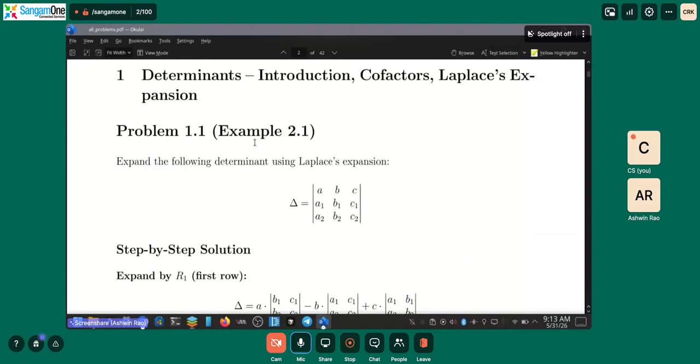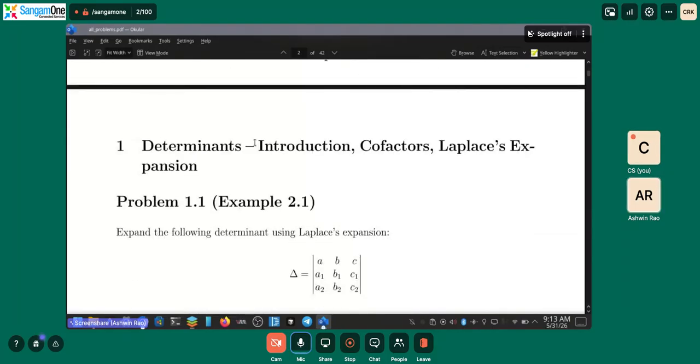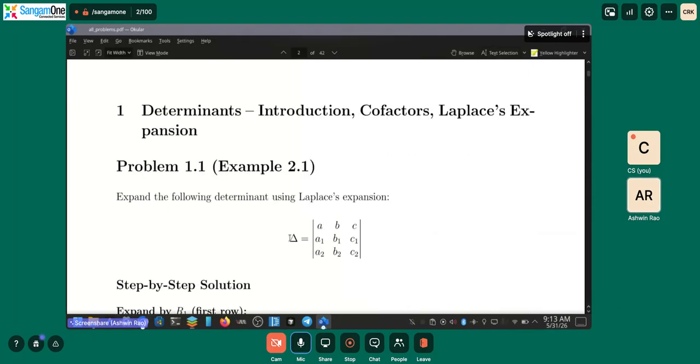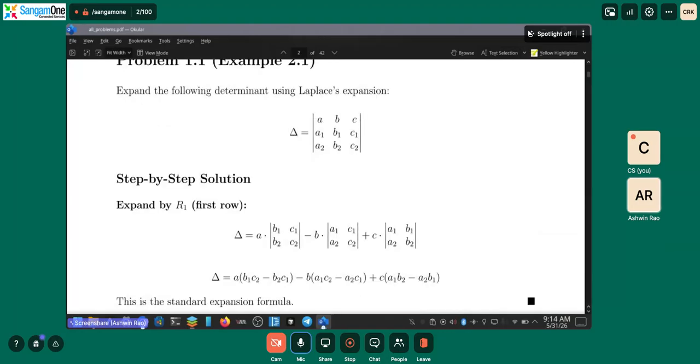Okay. So the first problem is to expand the following determinant using Laplace expansion. As you can see here, this is the determinant symbol. Please remember A, B, C, A1, B1, C1, A2, B2, C2. The step by step solution is to expand by the first row. Like you see here, A, you have to replace it here. Then eliminate the first row and first column. Then multiply this.